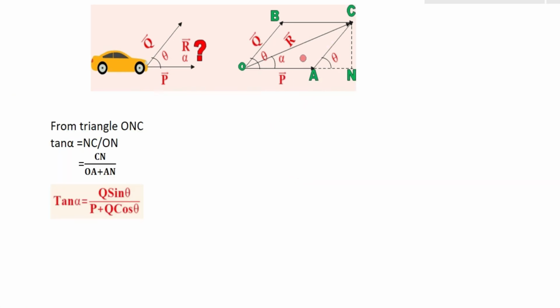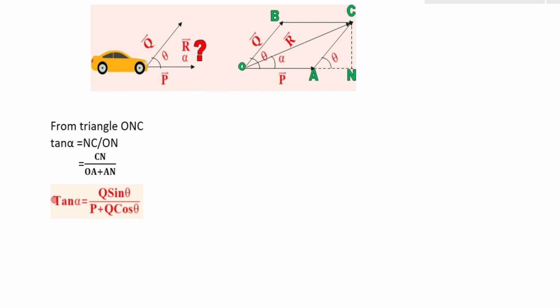Now let us try to calculate the angle made by the resultant with P bar. Consider the triangle ONC, which is the right angle triangle. To this right angle triangle, if I apply tan alpha, it is the opposite side by adjacent side, that is NC or CN by ON. This ON can be written as OA plus AN. Then tan alpha will be equal to CN by OA plus AN. We already know that CN can be written as Q sin theta and AN can be written as Q cos theta. So finally, tan alpha can be written as Q sin theta by P plus Q cos theta.